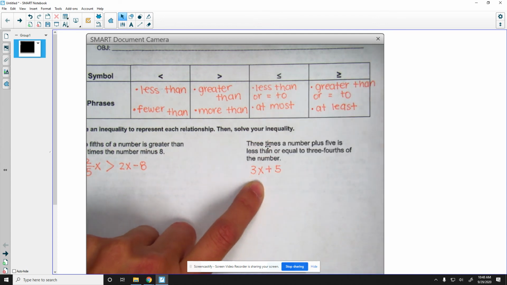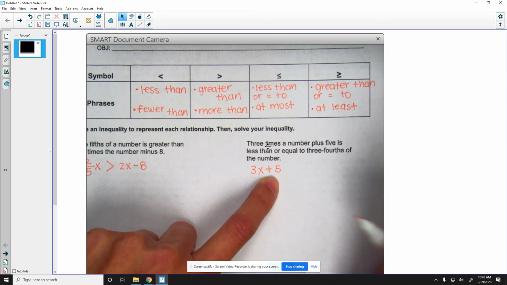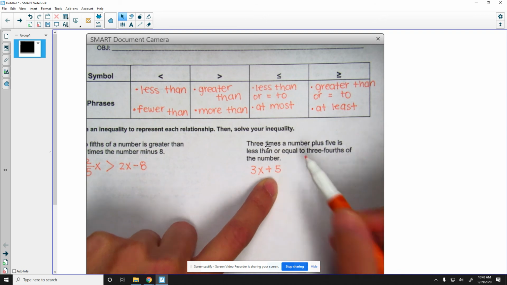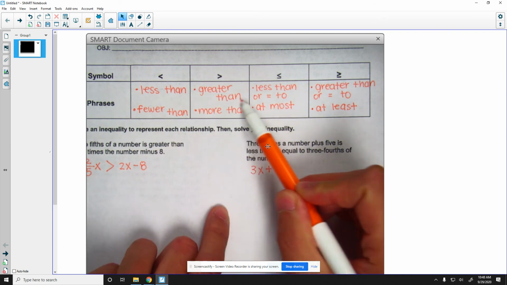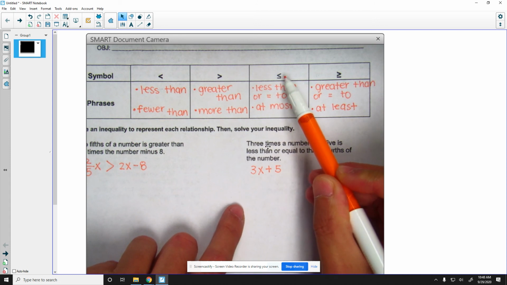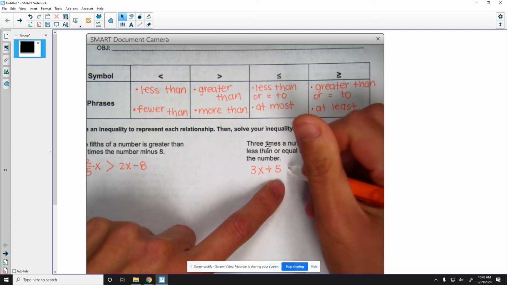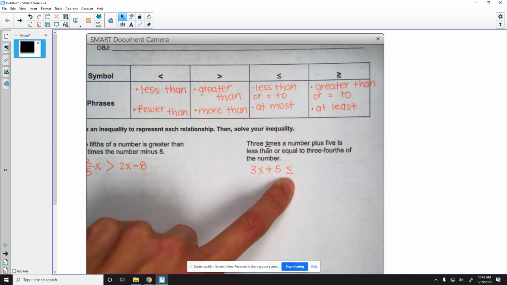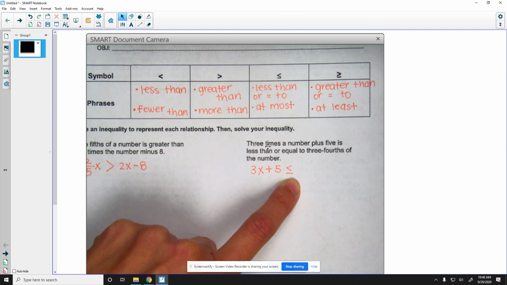So 3 times a number is 3 times, I don't know, so you write x. So 3 times x, which is just 3x plus 5, is less than or equal to. Okay, less than or equal to. Oh, I see it right there. So it looks like it's this symbol. So that's what I'm going to copy down. Less than or equal to 3/4 of the number.